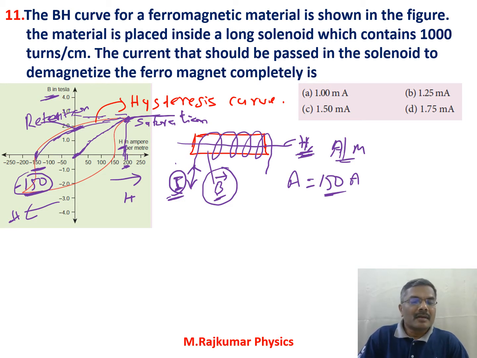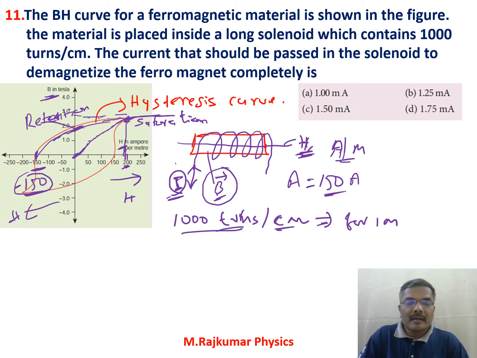So this is the amount of current it takes per meter. Here they have given the condition of this solenoid, which contains 1000 turns per centimeter. So this implies how many turns for 1 meter? For 1 centimeter, there are 1000 turns.